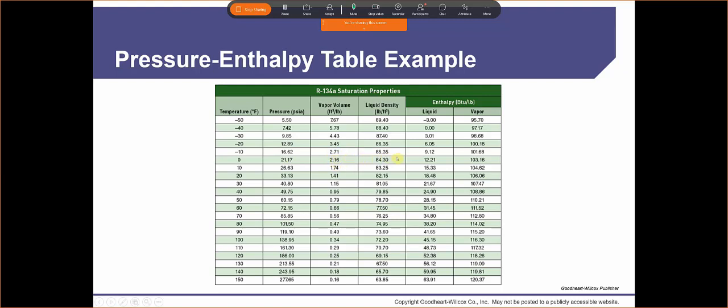All right. Liquid density, this is how much space that liquid is going to take up. All right, so we can then see how many BTUs we get per pound out of this. So as liquid, we get 12.21, as opposed to a vapor, we have 103.16. So what does that mean? That means that we can actually remove more heat from a space with the refrigerant being a vapor than we could if it were in a liquid form.